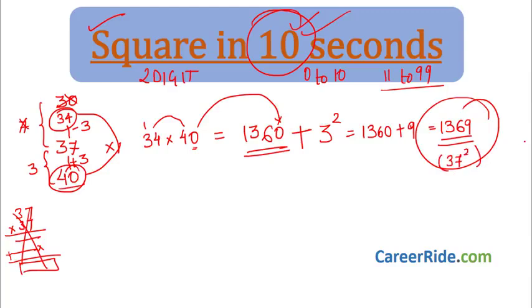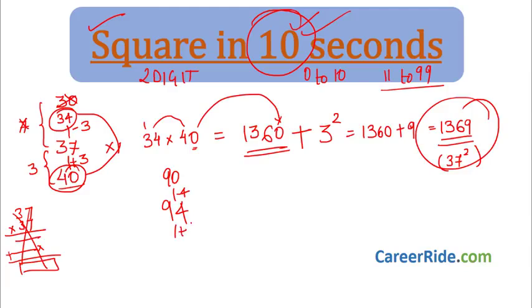I'll give another example. Let's take a bigger number, 94. Now, which is the nearest multiple of 10? We have 90 and 100. 100 is 6 away, and 90's difference is just 4. So 90 is the nearest multiple of 10. The difference is 4. 94 minus 4, we get 90.